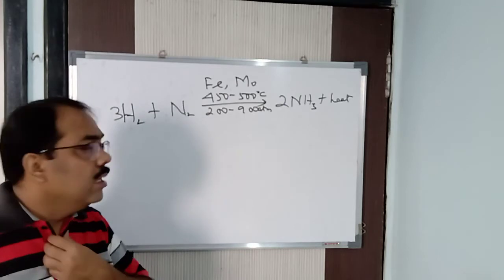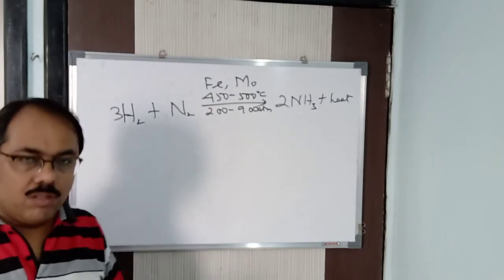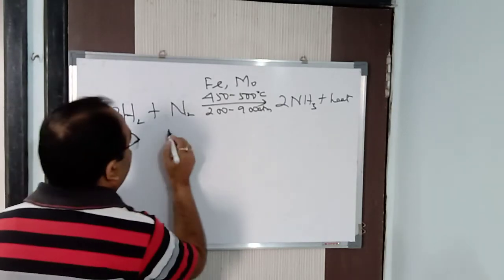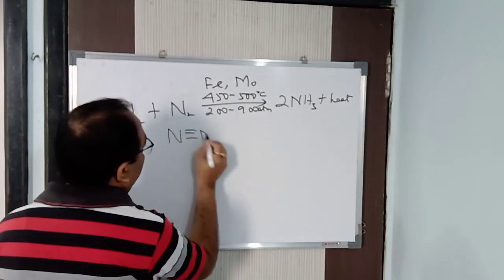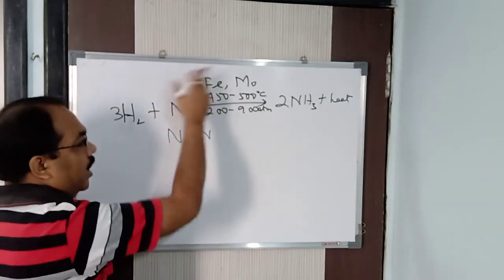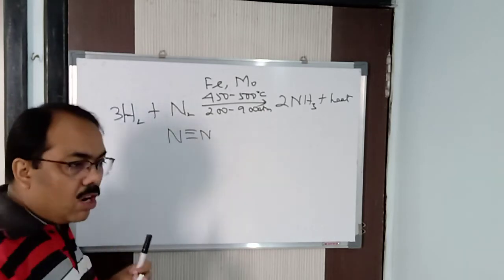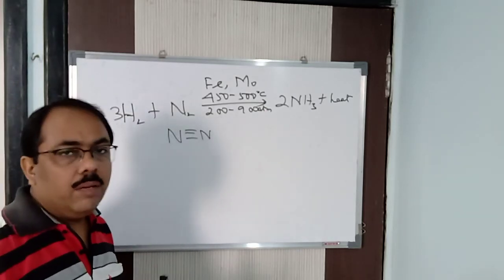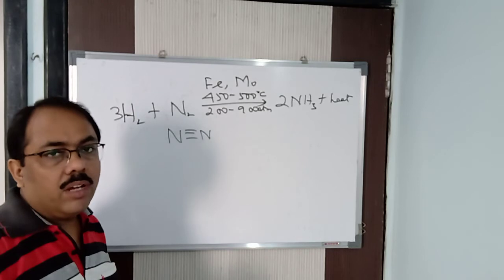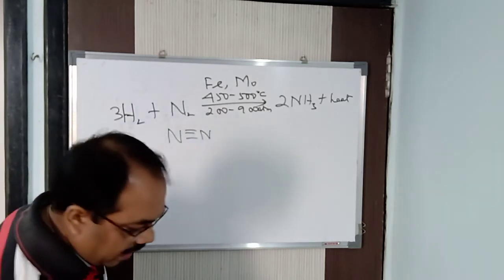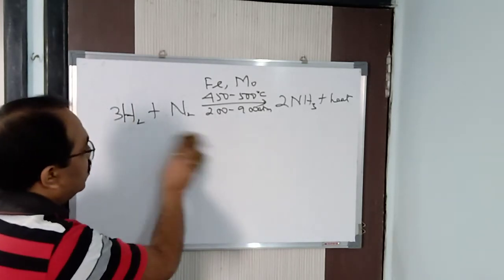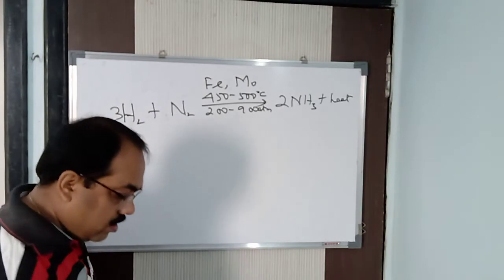Why is it inert? The reason is nitrogen has 3 bonds, N triple bond N. And to break these 3 bonds, a large amount of energy and certain conditions are required. For that reason, nitrogen does not react with any element or any compound at room temperature. It reacts only at elevated temperature, under conditions only.